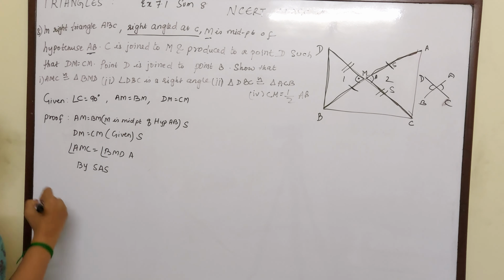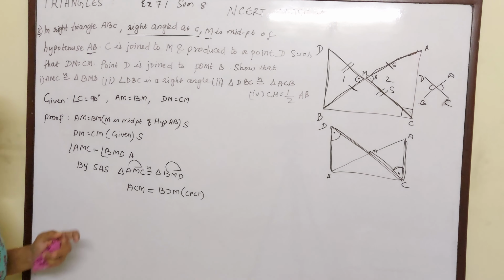So what is this angle forming? ACM is in the middle. So angle ACM is equal to angle BDM. Let me see whether they are forming the same pattern in the congruent part. ACM, yes, they are forming the same pattern. BDM. So ACM is equal to BDM. What is the reason children? They are corresponding parts of congruent triangles.